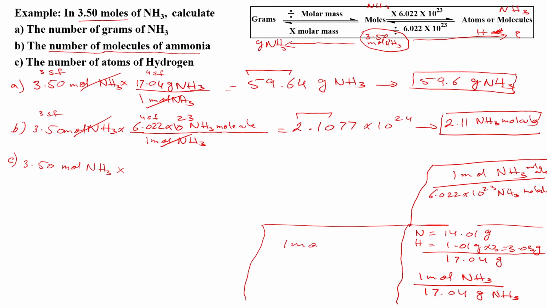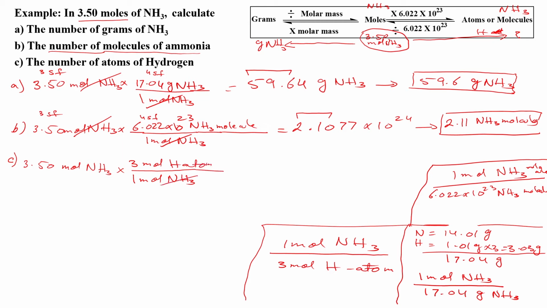So we have 1 mole of ammonia, and in this 1 mole of ammonia, we have 3 moles of hydrogen atoms. So this is my conversion factor that will help me change the moles of ammonia to the moles of hydrogen atoms. I want to cancel the moles of ammonia, so that is going to be the denominator, and 3 moles of hydrogen atoms is going to be the numerator. So this is cancelled, and now I have moles of hydrogen atoms.